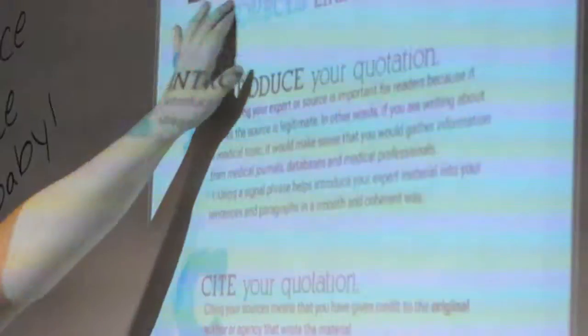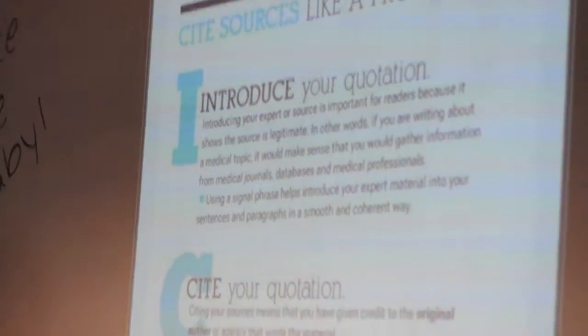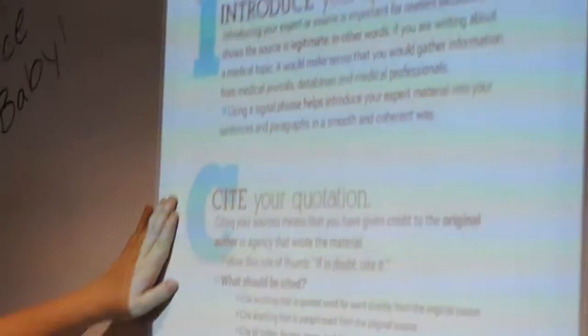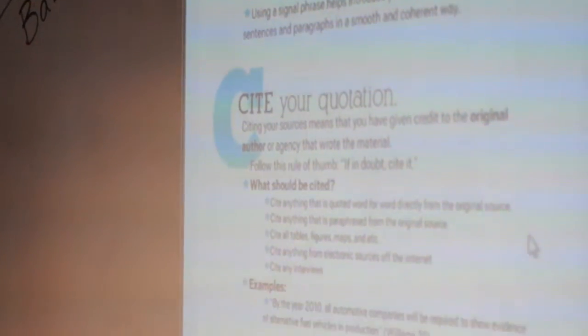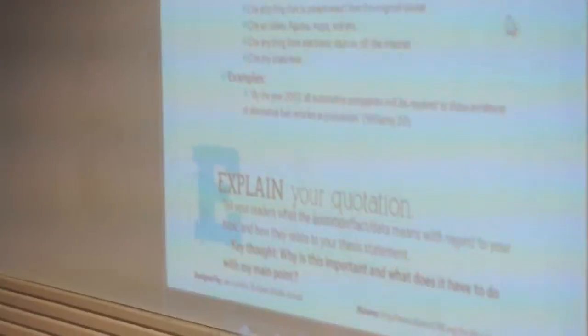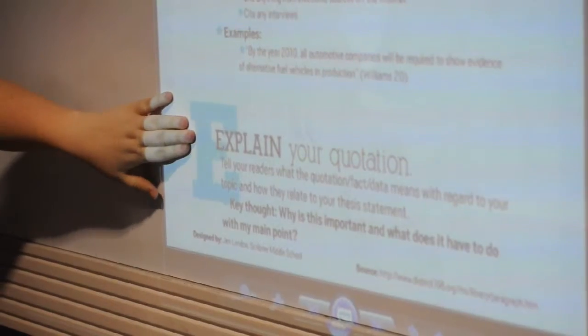So the only thing you need to remember when talking about how to write evidence into a paper is the word ICE. Introduce, cite, and explain. So the first thing you need to do is introduce your quotation by saying a signal phrase like the article tells us or an expert says. Next you need to cite your quotation, which means using the quotation marks around what you're taking from the article, putting it in your paper, and then correctly citing it. And the last thing you need to do is add your own spin to it and explain the quotation. Why does the thing that you quoted matter to your argument? What does it help? What does it bring?